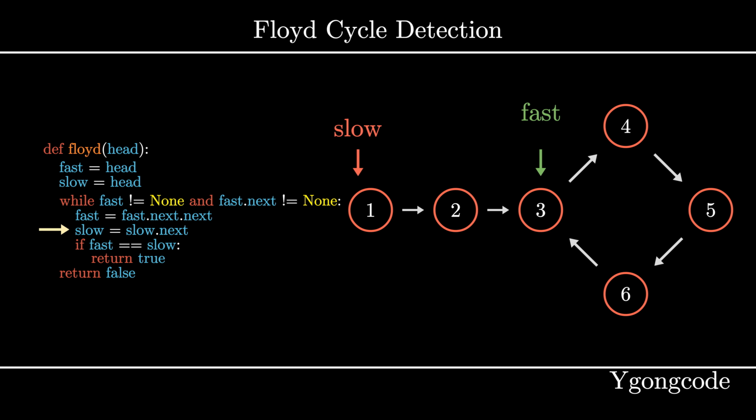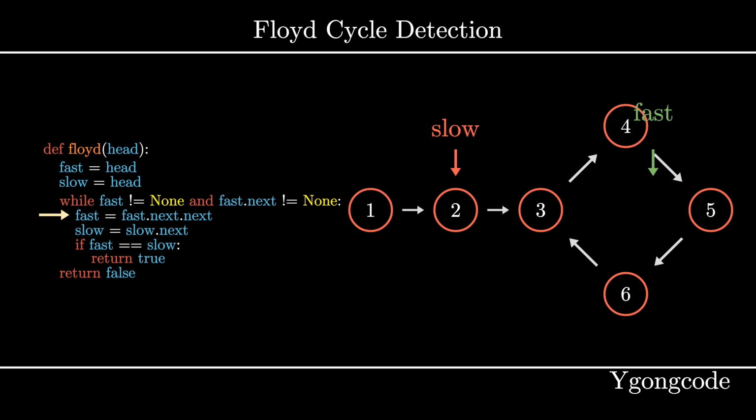In the first iteration, we will advance the fast pointer two nodes ahead, which will put it at the third node, and the slow pointer one node ahead, which puts it at the second node. Then we check if both pointers have met at the same node. Since they have not met, there is no cycle, so we move on to the second iteration.